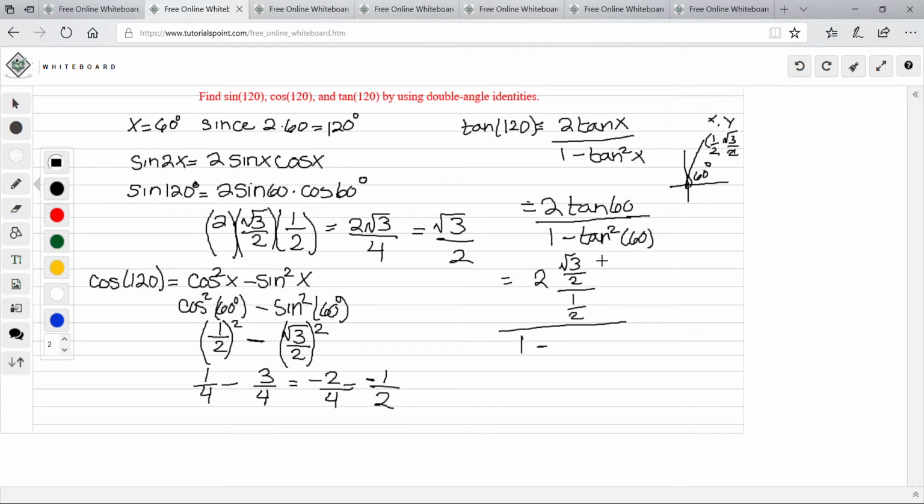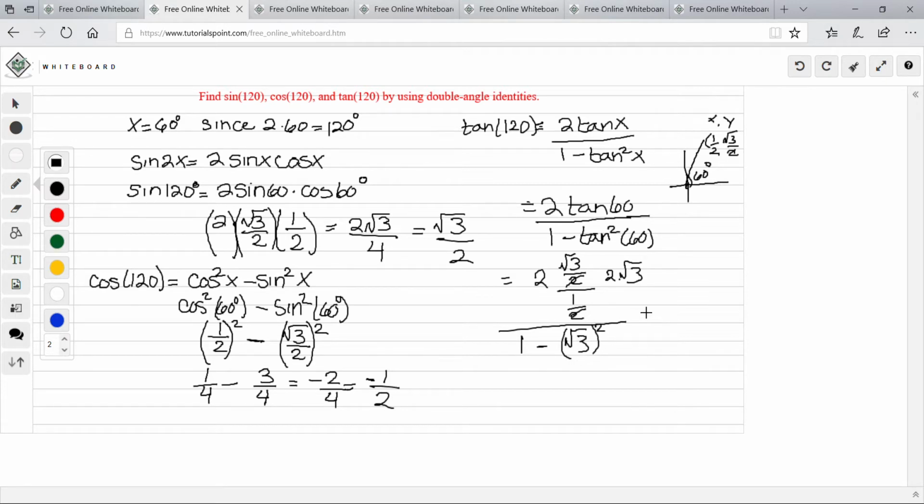Yeah, let's simplify first. So let's get rid of these 2's. So that's 2 times √3. And then tangent of that, we agree that tangent of 60 degrees is just √3, because that's what we got here. And then make sure you square that.